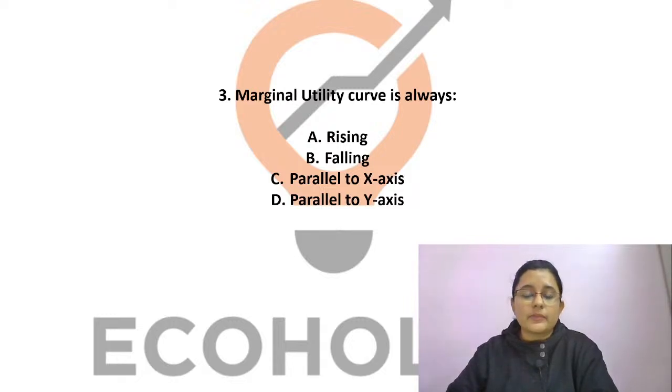Marginal utility curve is always option A, rising, option B, falling, option C, parallel to the x-axis, and option D, parallel to the y-axis. What should be the right answer?